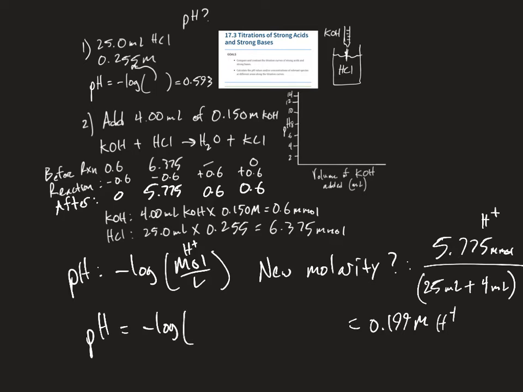So the pH after this little step of our titration equals negative log. Of course, we have less than we had before. We started with 0.255 molar, and now we have 0.199 molar. So it'll be negative log of that, and that is 0.701.